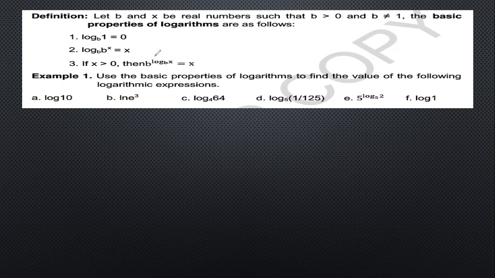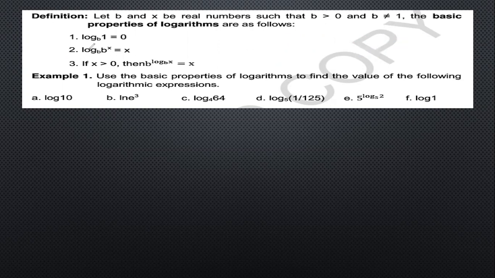And the same thing for the next property. By the way, before we continue, if you have log 1 in any base, for example log of 1 base 10, it is automatically equal to 0. Or the logarithm of 1 base 25, it is just directly equal to 0. That's property number 1.